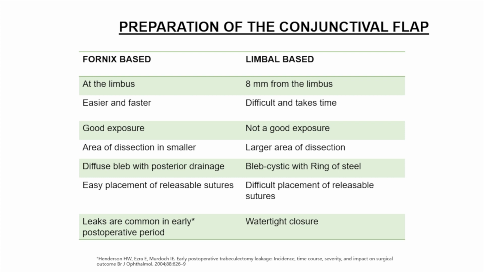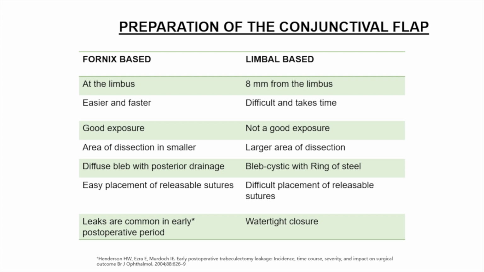In a fornix-based flap, the incision is made at the limbus. It is usually easier and faster. It provides a good exposure, and the area of dissection is smaller. The bleb formed is diffuse with a posterior drainage, and there is an easy placement of releasable sutures. Leaks are usually common in the early postoperative period, which was found in one study.